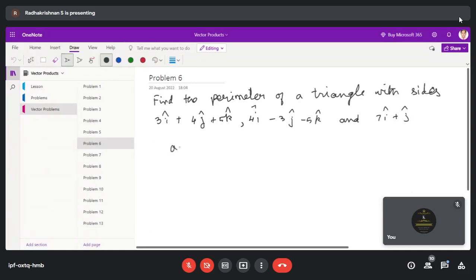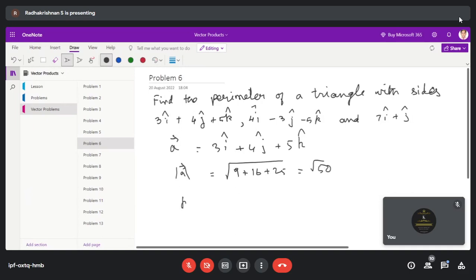Let's say one side is 3i plus 4j plus 5k. So what is the magnitude of that side? Root 50. Root of 3 square plus 4 square plus 5 square. Correct. And similarly, what is the magnitude of b? Square root of 4 square plus 3 square plus 5 square, root 50. Same.